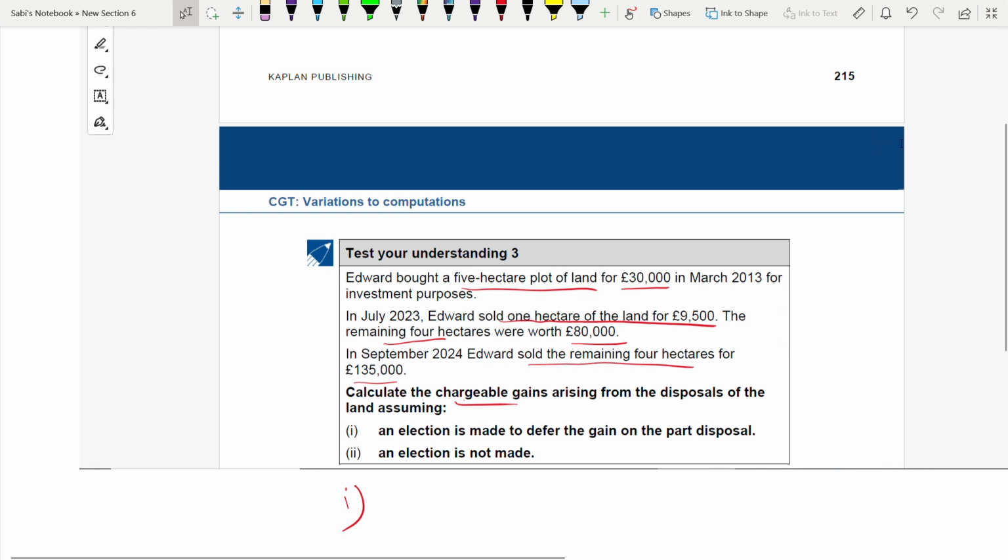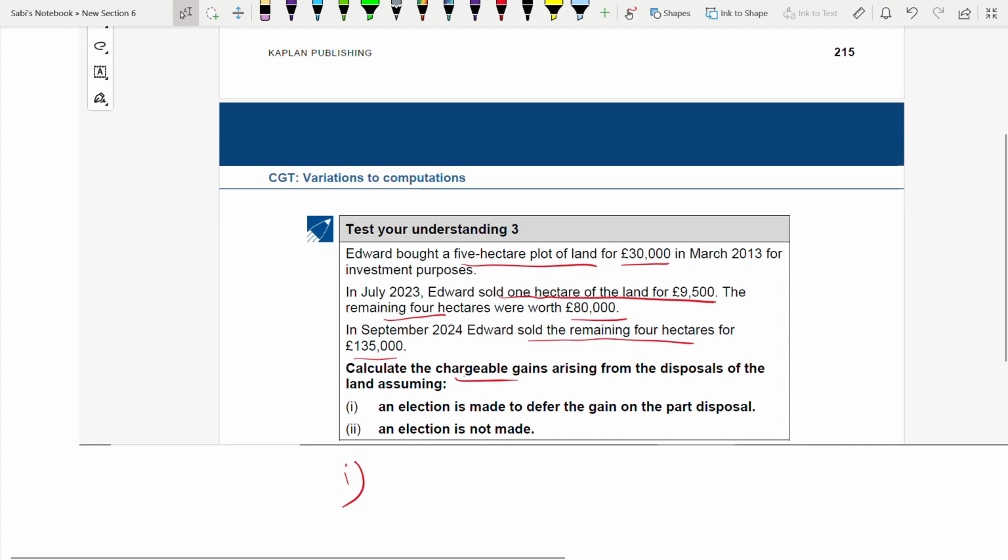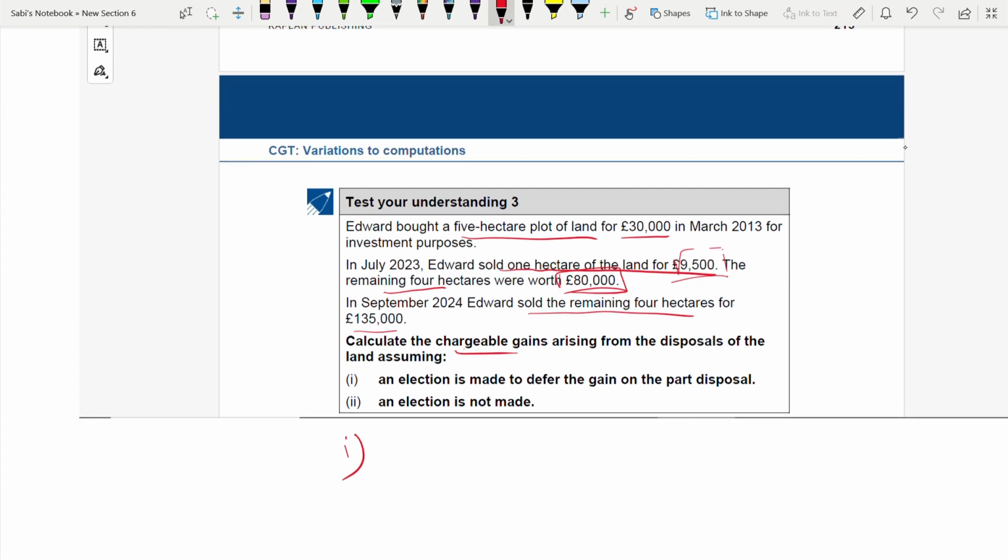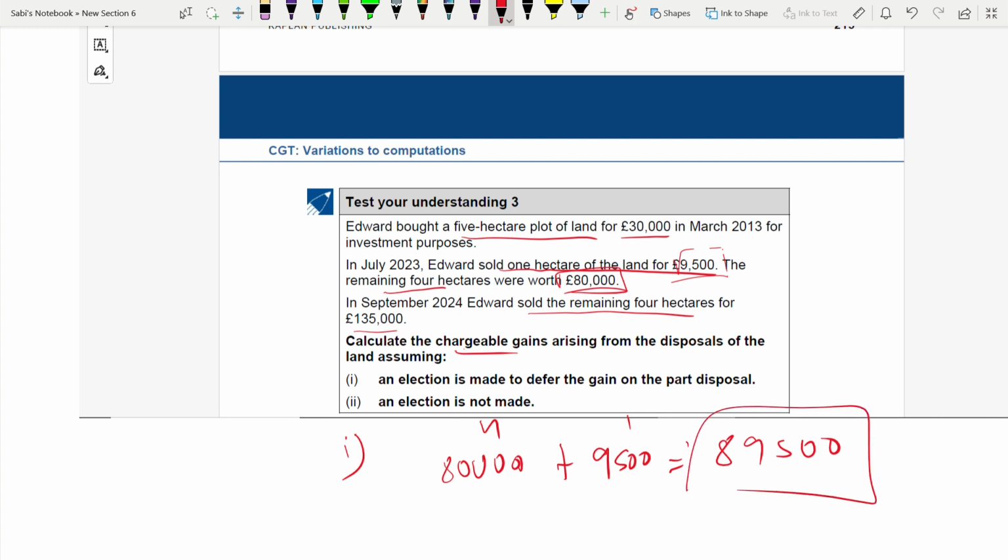So we'll see with election, that means deferring the part disposal gain. First understand how much the whole 5 hectares is worth. Very important. The 80,000 is for 4 hectares and the 9,500 is for 1. So it is 80,000 plus 9,500, which is 89,500. Now you have to see whether the proceed is less than 20% of this value and less than 20,000. Sorry, it's an and.